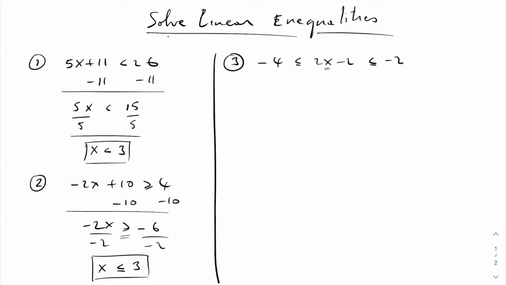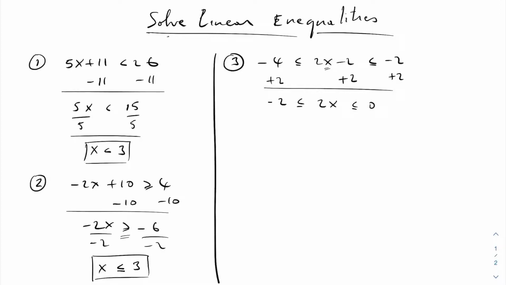And so since you're trying to get rid of everything around x in the middle here, you're going to start by getting rid of the negative 2. You will do that by adding 2 on all the sides. So plus 2, plus 2, plus 2. And then that will give you negative 4 plus 2 is negative 2, less than or equal to 2x, less than or equal to negative 2 plus 2 is going to be 0.